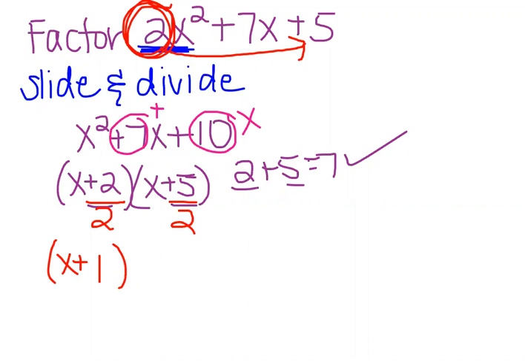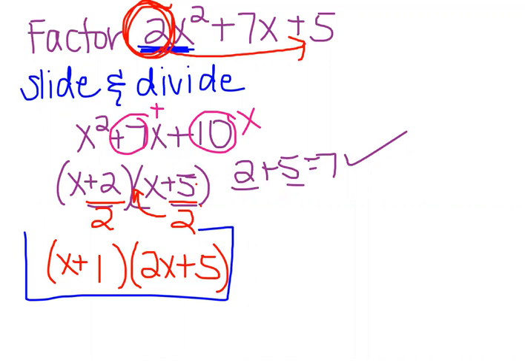But this fraction over here, this 5 over 2, that's going to give me a decimal, and I do not want that. So what you do to fix that is move this 2 in front of your x. Okay, so now that becomes a 2x plus 5. Now this would be your final answer using the slide and divide method. Okay, I'll do a harder one so that you can get used to practicing this. But a good way to check your answer is by multiplying the binomials afterwards.